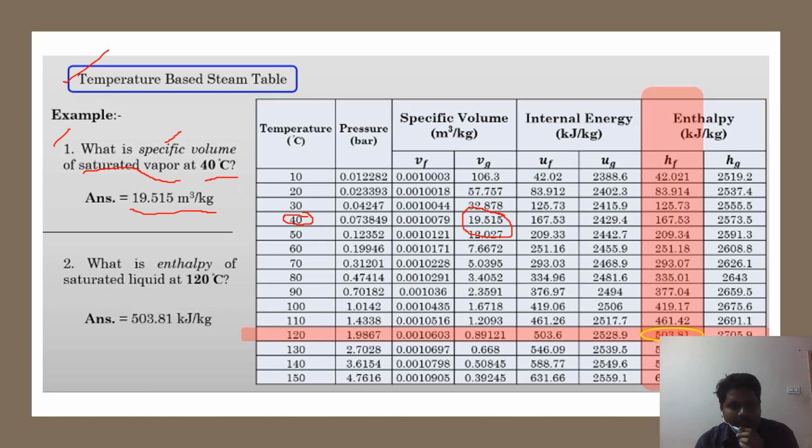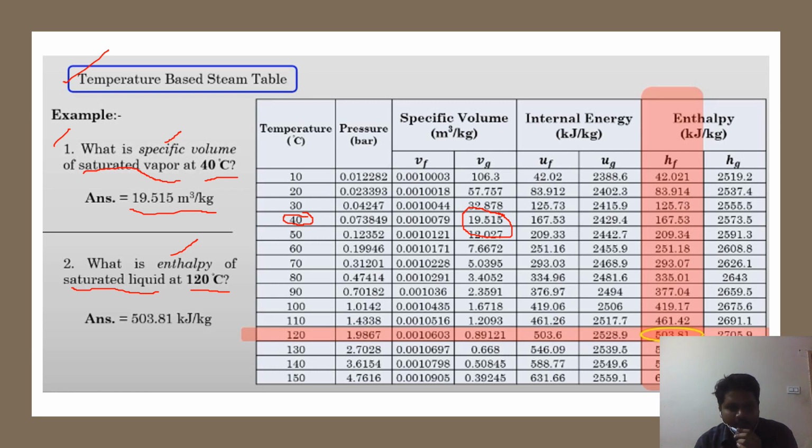What is the enthalpy of saturated liquid at 120 degrees centigrade? Here the temperature is 120 degrees centigrade. We have to find the enthalpy. At what state, either vapor state or liquid state? Here they have given it is the saturated liquid state. At liquid state we have to find the enthalpy at temperature 120 degrees centigrade.